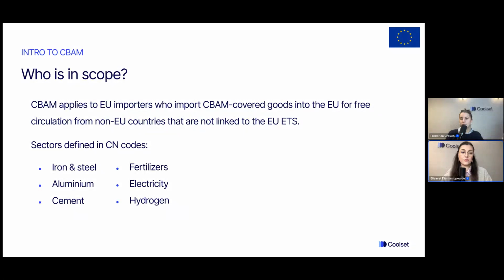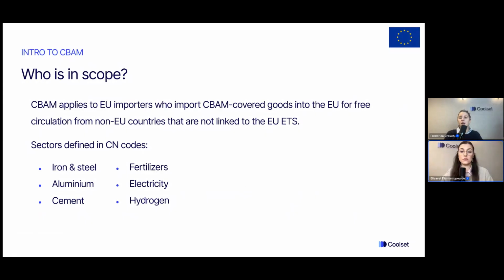And who is in scope? So I mentioned it applies to just a couple of products or sectors, and these are defined by CN codes in the regulation, but covers iron and steel, aluminium, cement, fertilizers, electricity, and hydrogen. And these are all particularly kind of heavy emitting industries, hence why they've been selected.